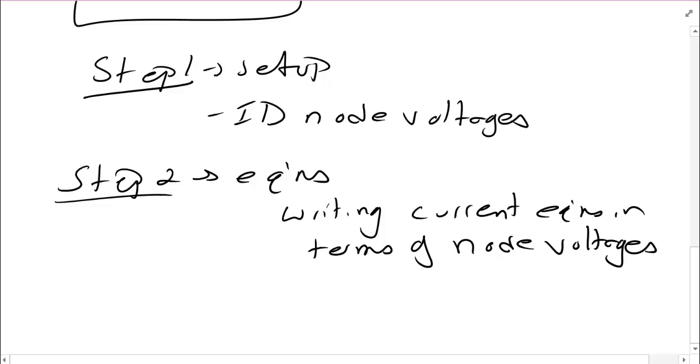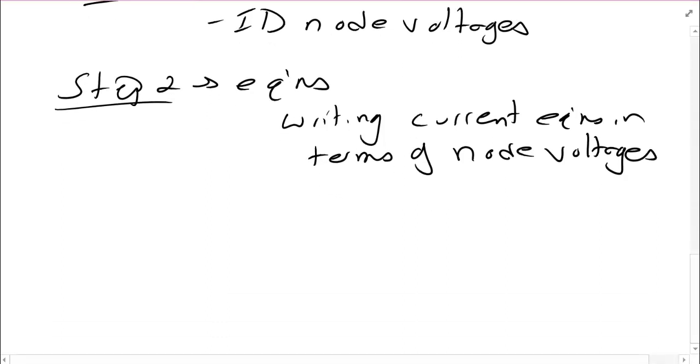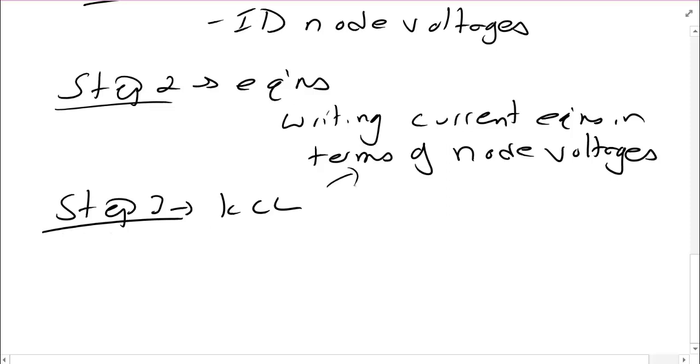Remember, we're going to have far too many currents to work with, but we're not going to have too many node voltages. Step 3. KCL. Combine these using KCL. Step 4, solve.